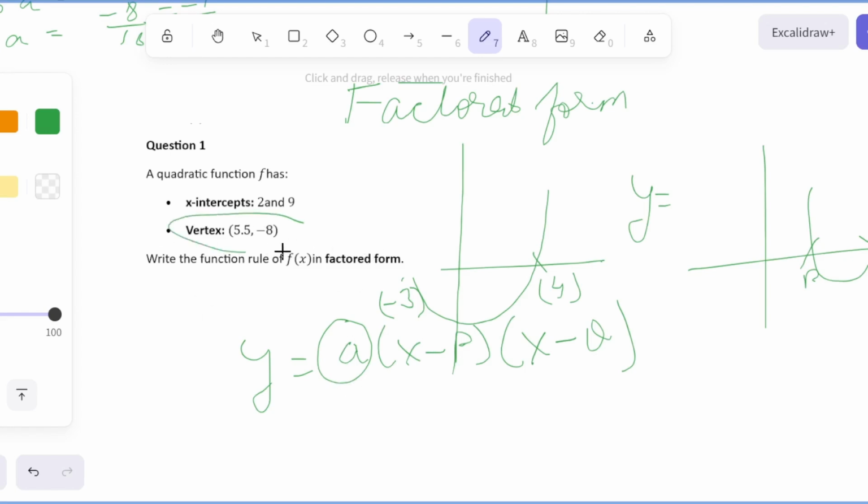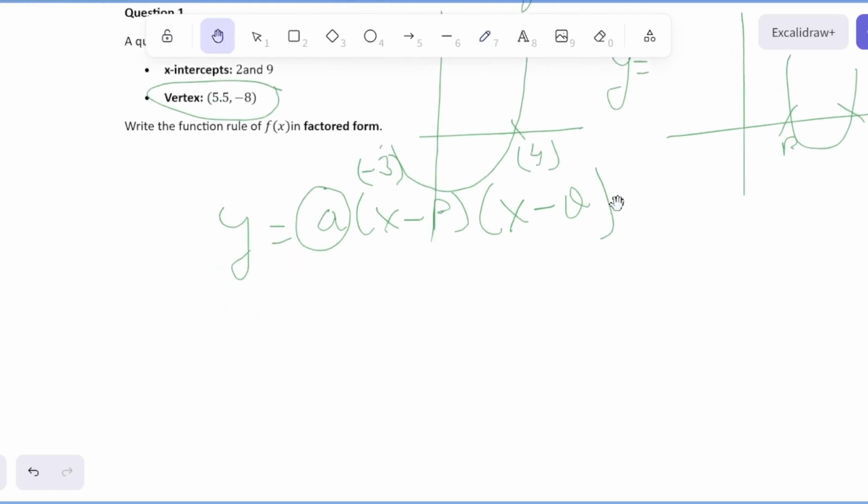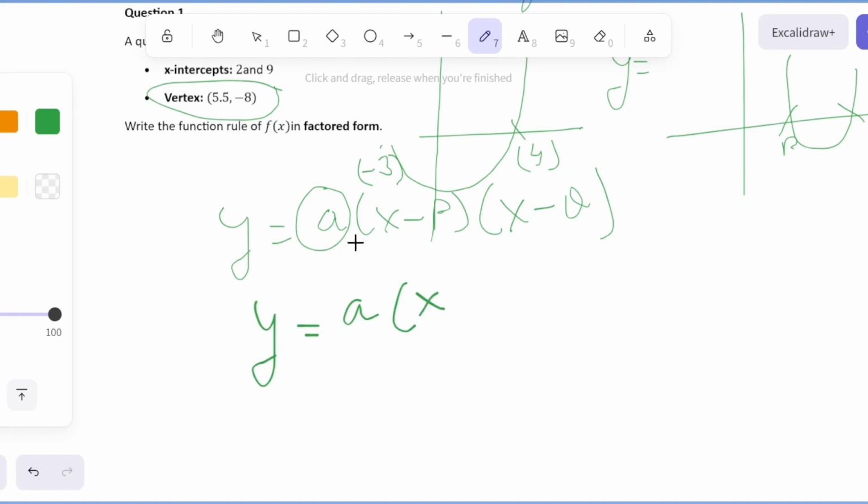Here they have given us the vertex, but it can be any point, not just the vertex. They have given us the y-intercept, x-intercept. We just have to plug in the values. So for example, y equal to a, we don't know, but they have given us the x-intercepts as 2 and 9. So we just substitute here x minus 2 and x minus 9.